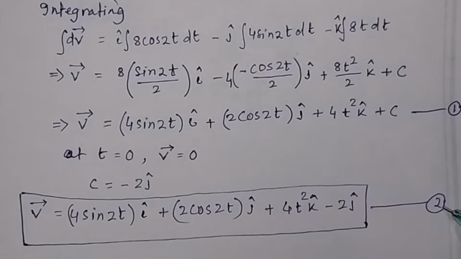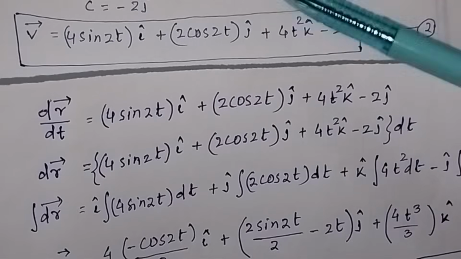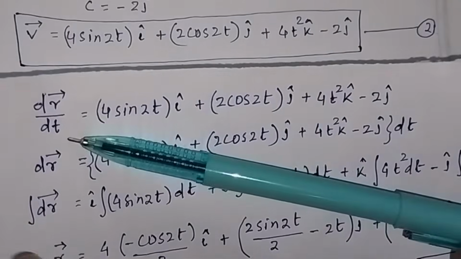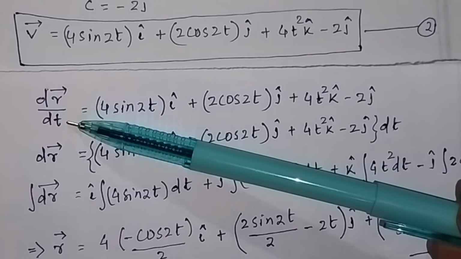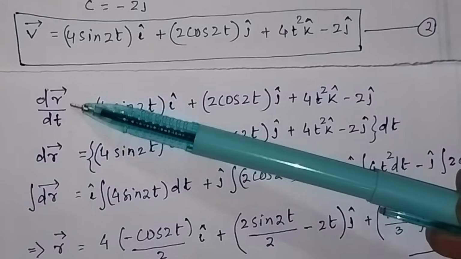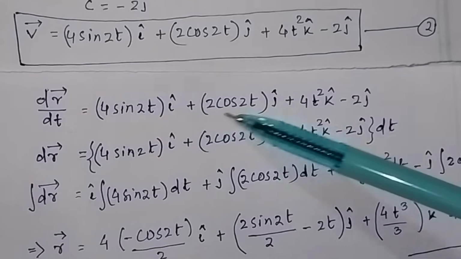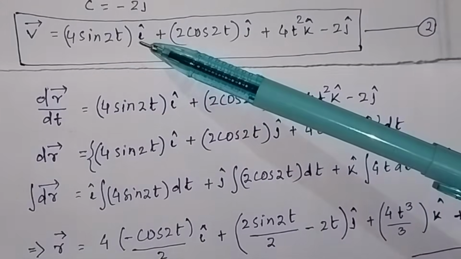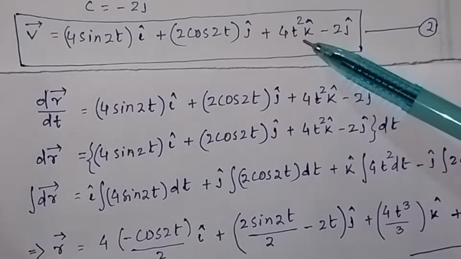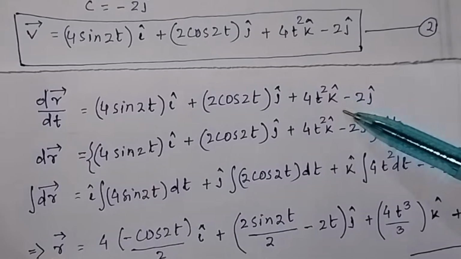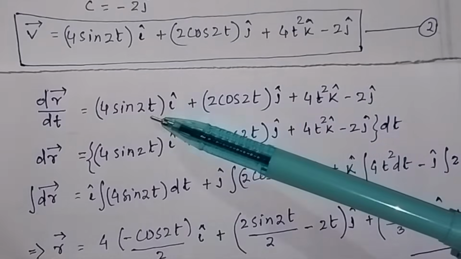Suppose equation 2 gives you the equation for velocity. Then how will we find the equation for displacement? We know velocity is the rate of change of displacement, or the derivative of displacement with respect to t. So this is the vector function: 4 sin 2t i cap + 2 cos 2t j cap + 4t square k cap - 2j.